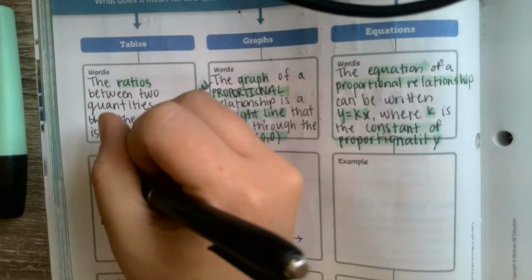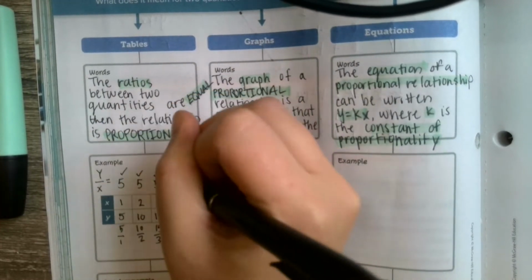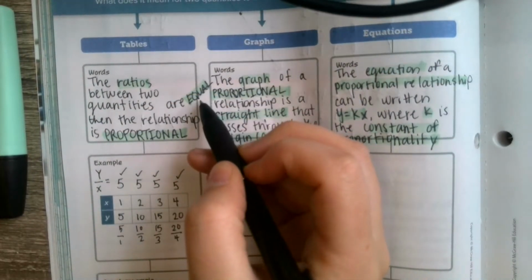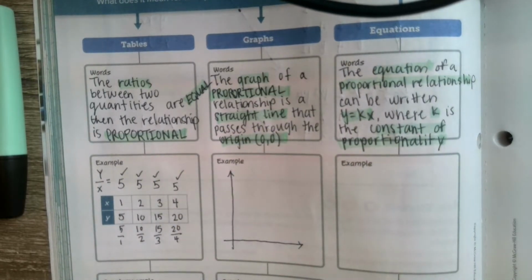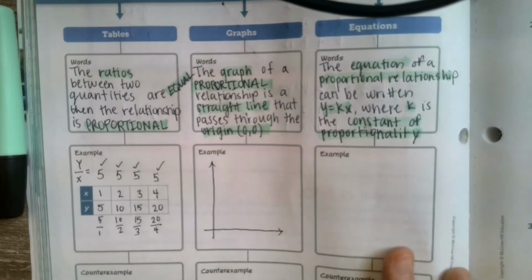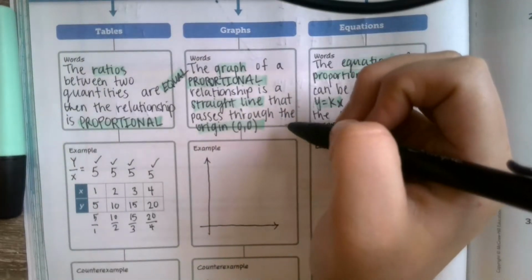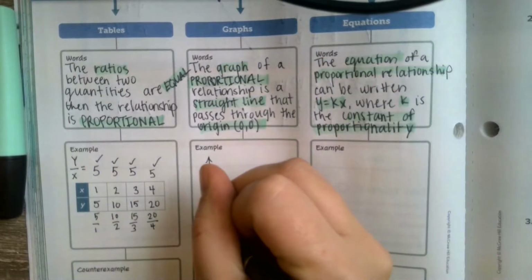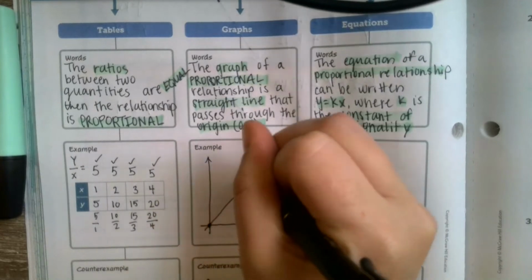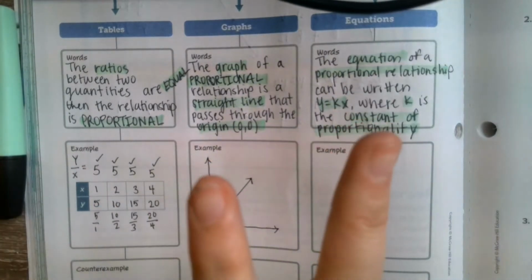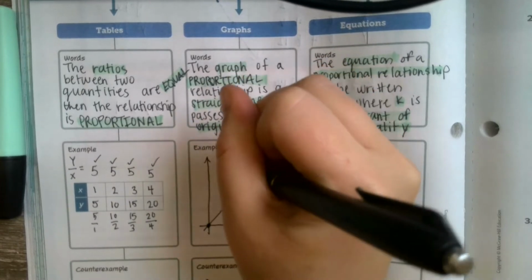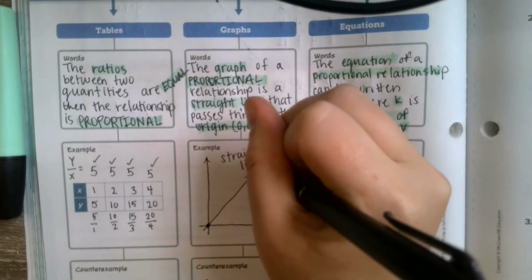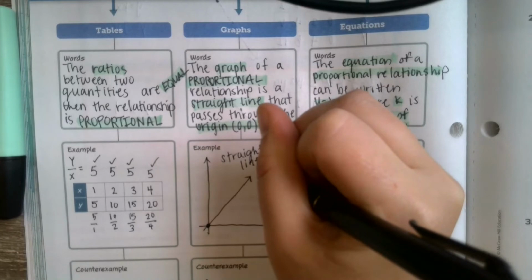So that means that I have equivalent or equal ratios on this table. So that is a proportional relationship. Okay? When we put that on a graph, that is a straight line that starts at 0, 0 and goes through the origin. Those are the two most important things. Straight line and 0, 0, or the origin.